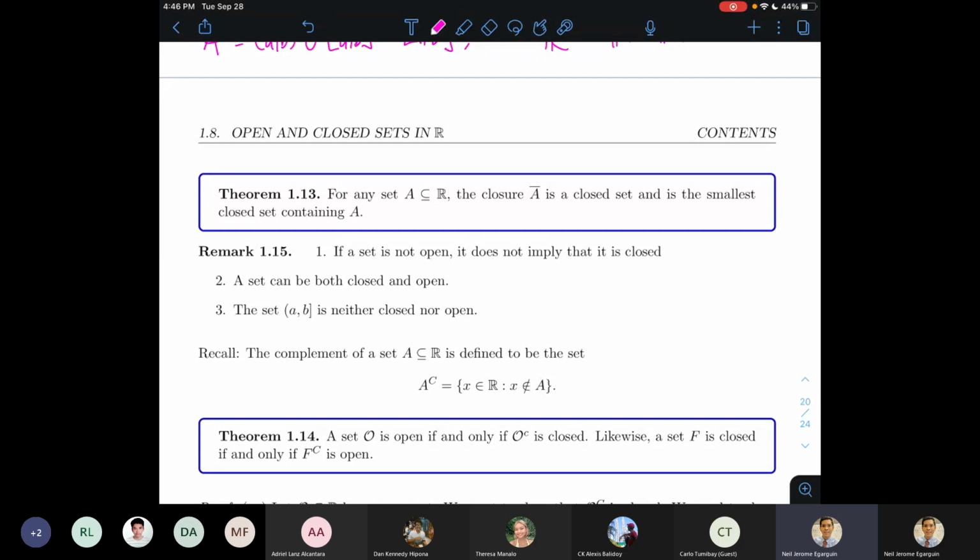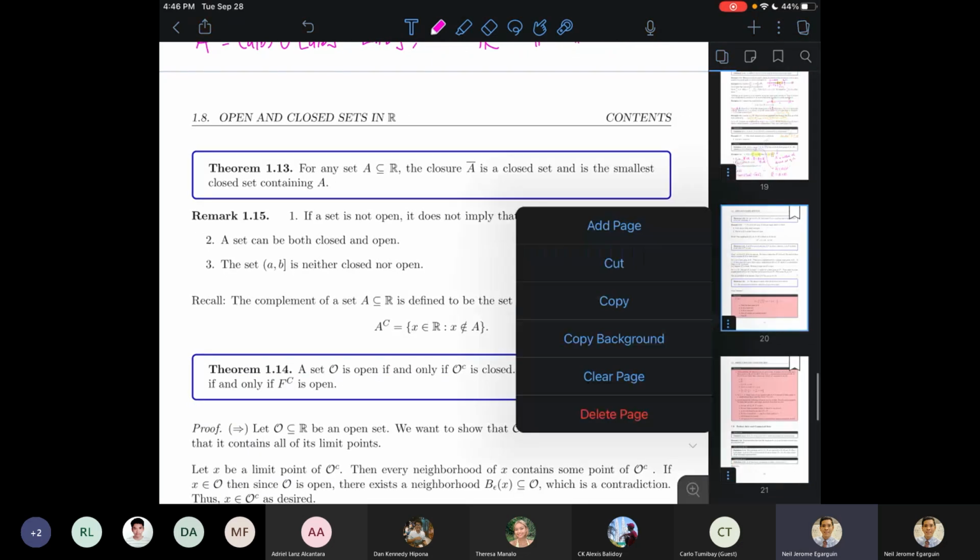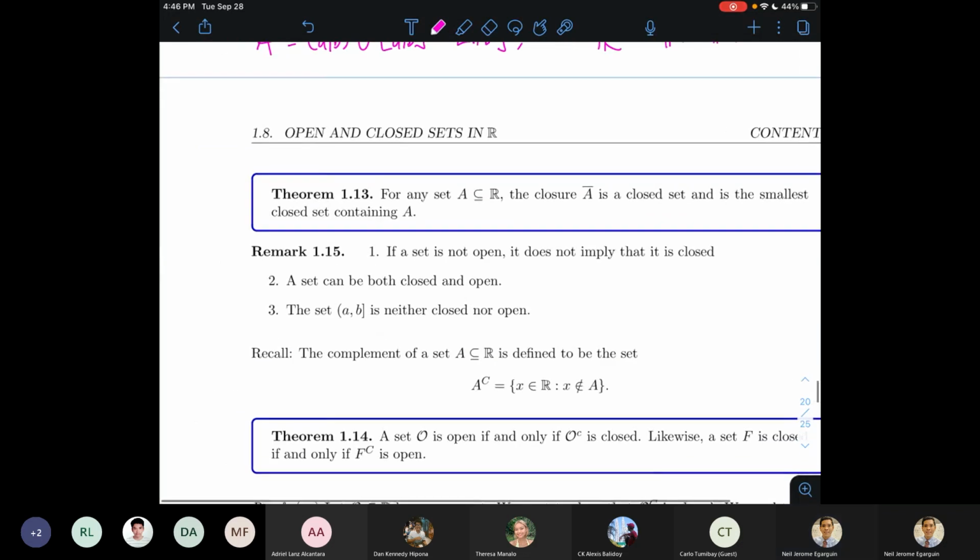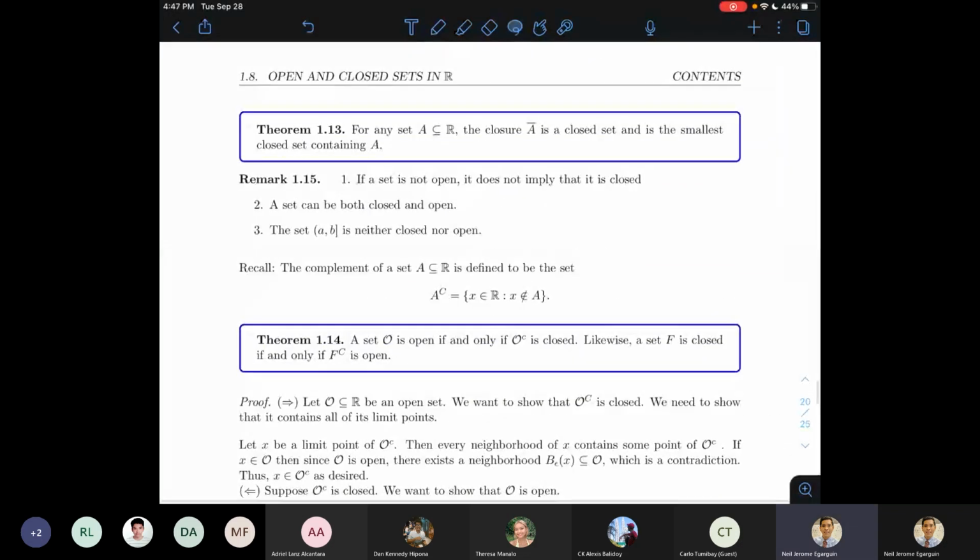Now let's try to prove some nice properties about the closure of a set. Theorem 13. For any subset A of R, the closure A bar is a closed set, and it is the smallest closed set containing A. So Theorem 13 has two claims. Number one, yung closure ni A ay isang closed set. And then the other one is that this is the smallest closed set containing capital A. So let's try to prove it here. Kopyahin natin yung theorem.